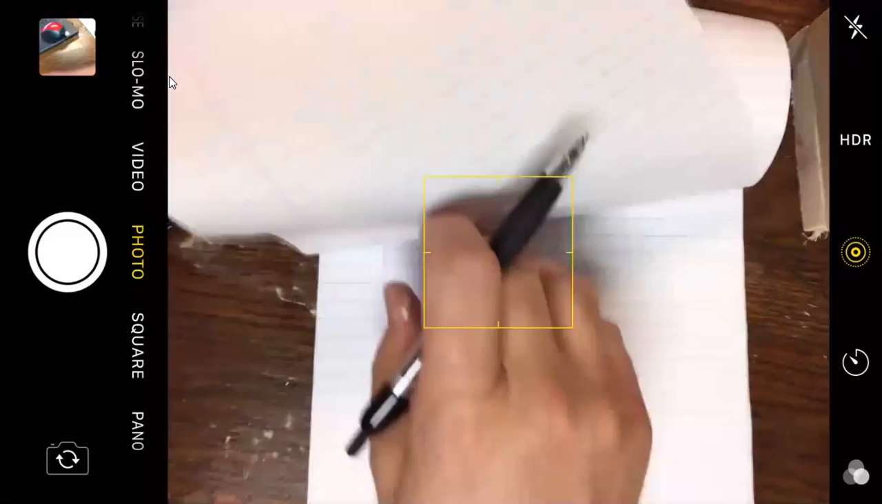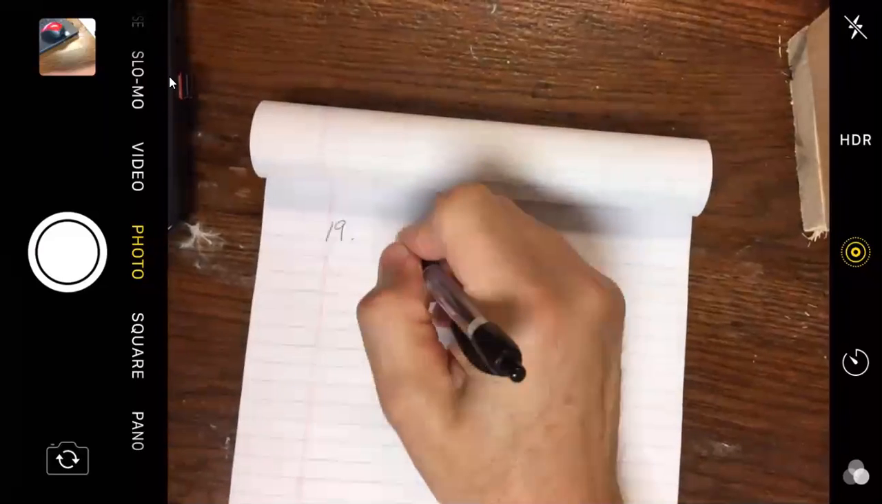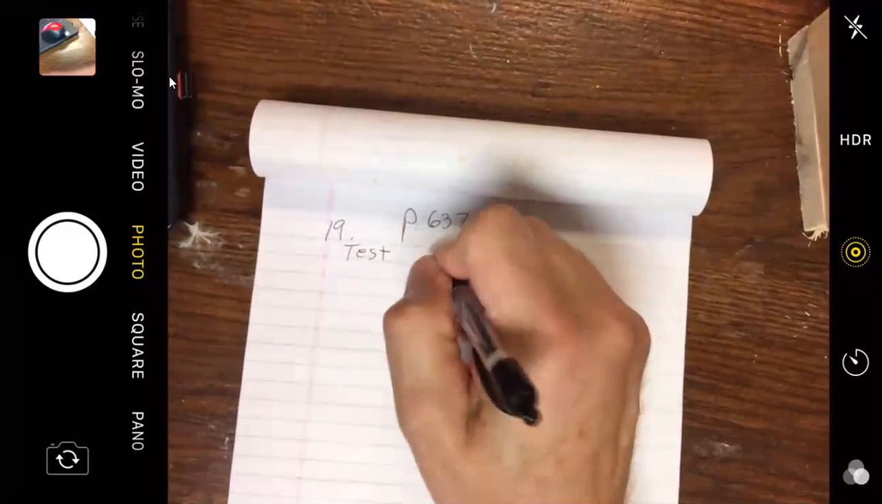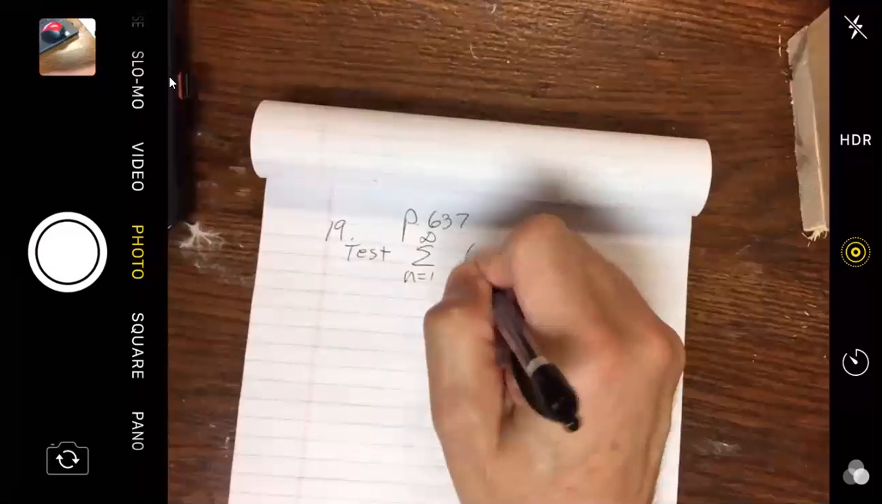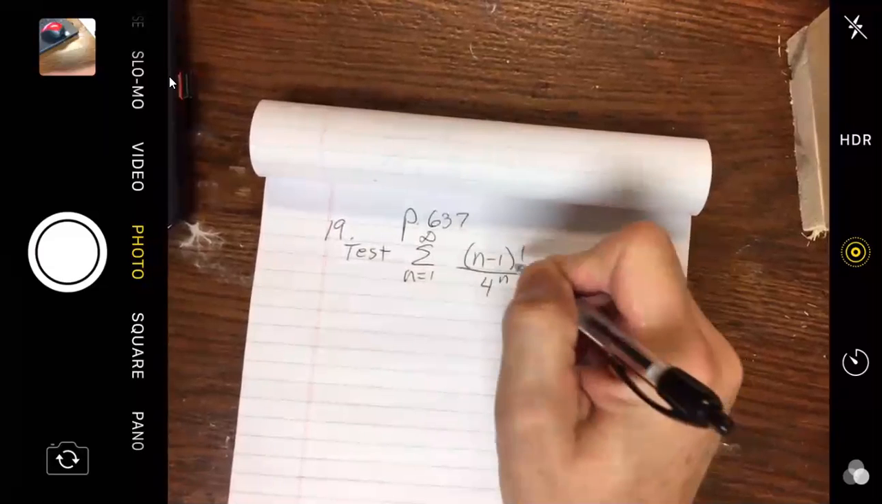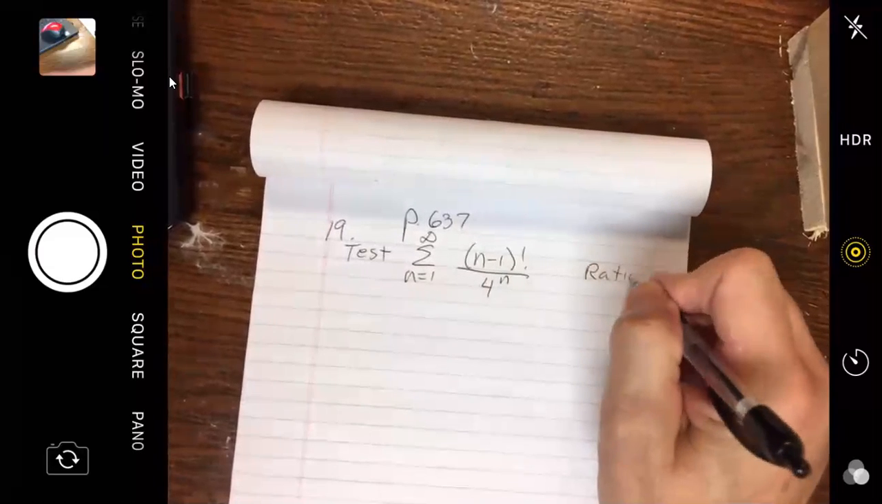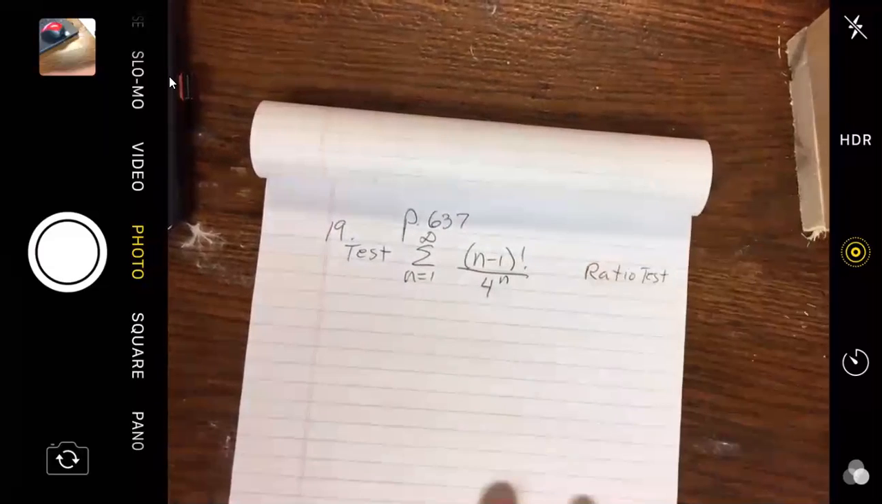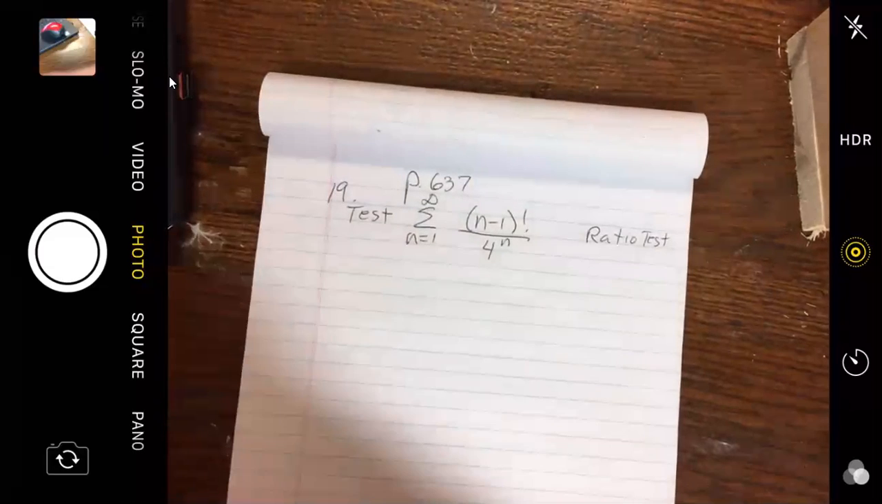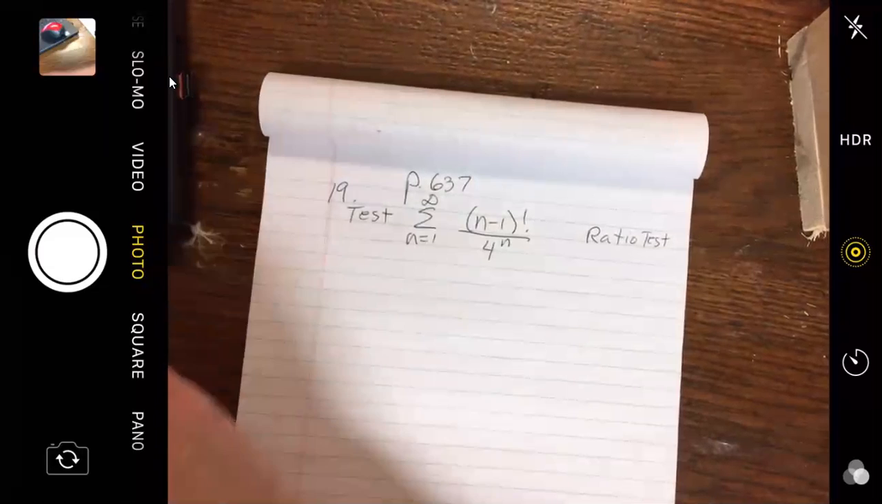We'll pick one out with factorials, which is basically the next one. Page 637, test sum n equals 1 to infinity. You got an n minus 1 factorial over 4 to the n, ratio test. You still want to see all the steps written out, or can we show you the shortened up version? Shortened one works, I guess.